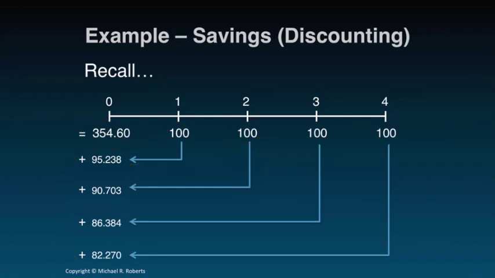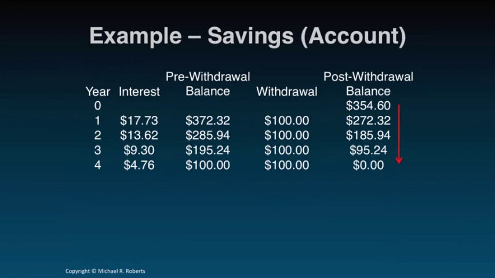Okay. Then when we thought about what was going on in the bank account, recall, right, we would insert $354.60 into the account. It would then earn interest at 5%. We'd add that to the previous balance. Then we'd pull out some money, and that would reduce our balance. And we would continue that for 4 years. At the end of the 4 years, we would be left with nothing. Okay. All right. But now consider what happens when we have some taxes.